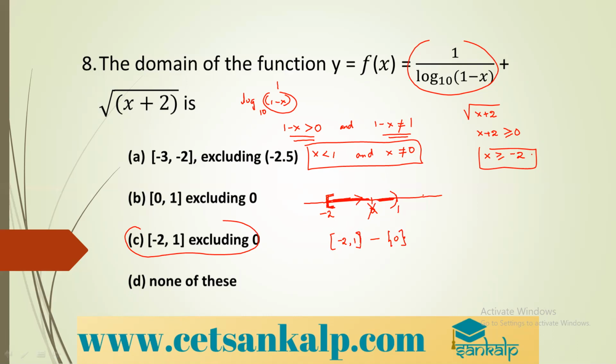But we are not taking 1. Remember, we are not taking 1 because x is less than 1. So open bracket here, minus 2 to 1. In the option, there is a slight printing mistake. You correct it like this. So minus 2 to 1, don't take 1 and don't take 0 also. But option C will be the correct one.